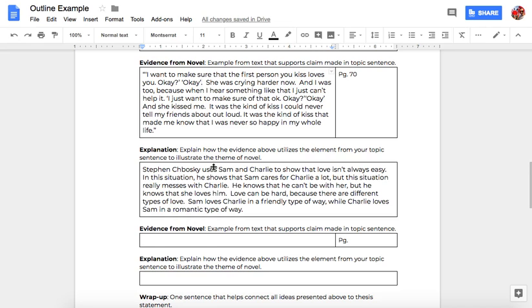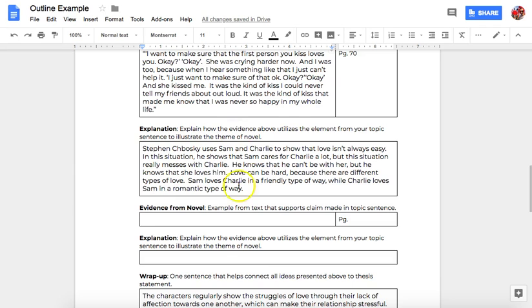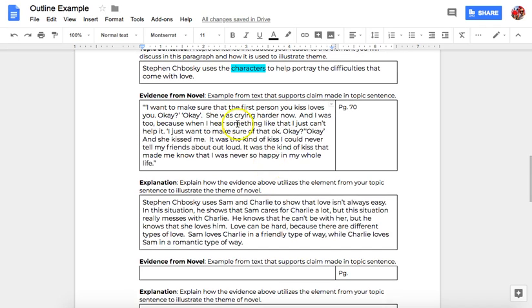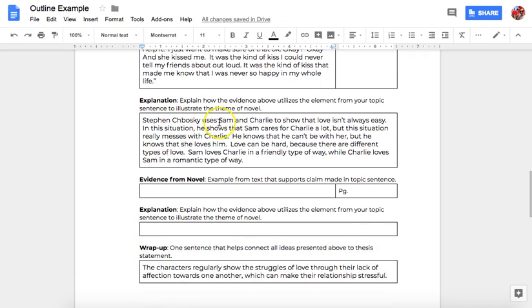Okay, so right now this is just a conversation between two people. And now she's going to explain to us how this passage uses characters to help us understand that love is difficult. So, Stephen Chbosky uses Sam and Charlie to show that love isn't always easy.